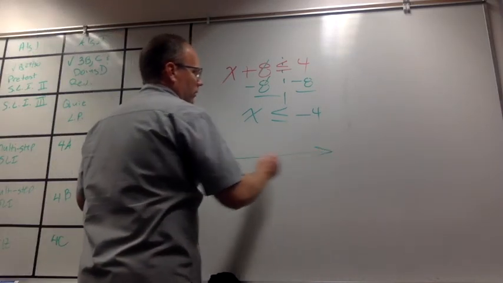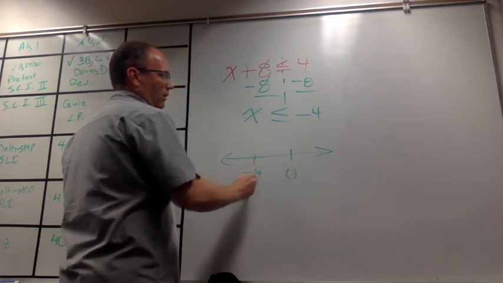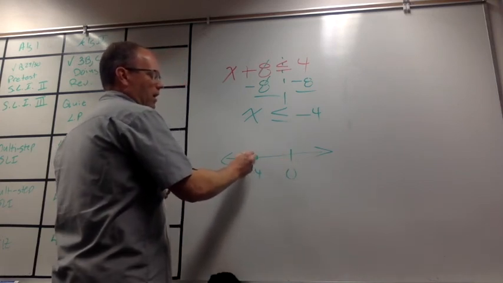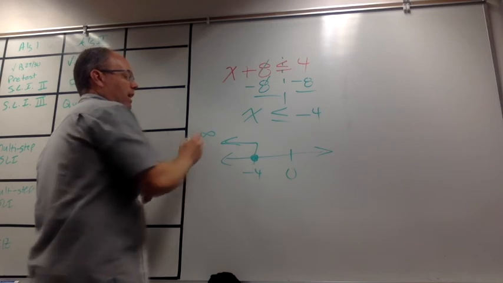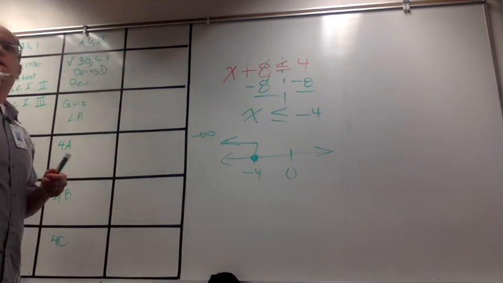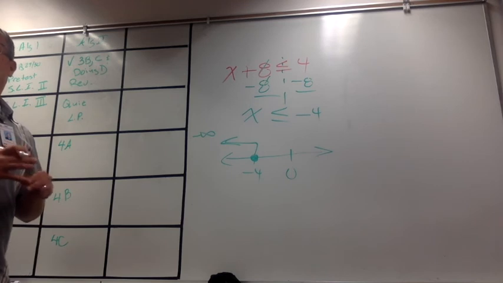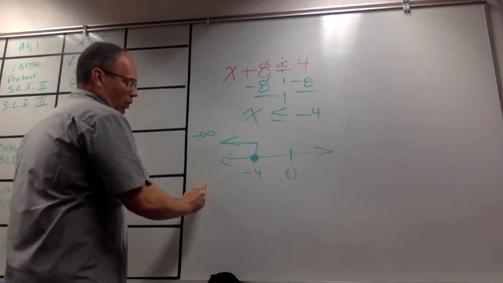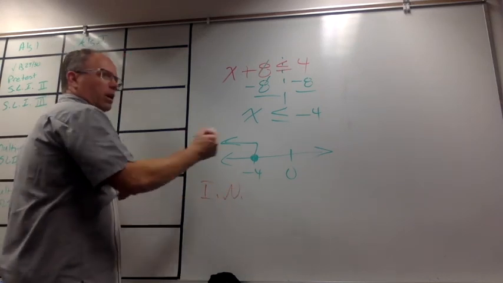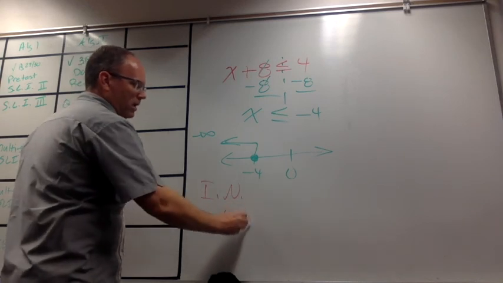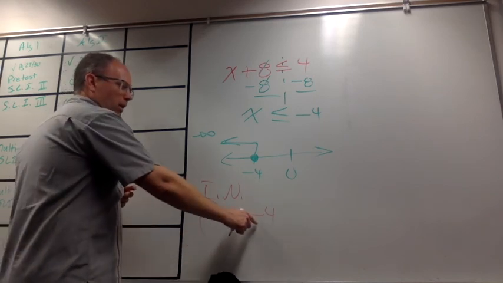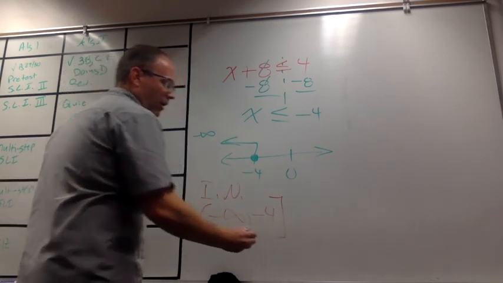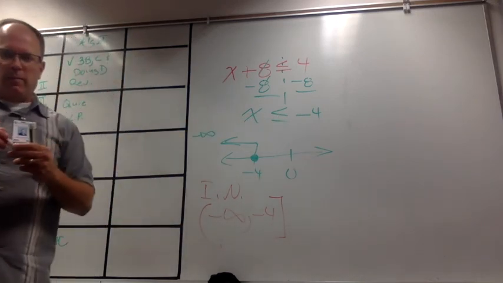On a number line, if I have 0 here and I have negative 4 on the left side, I'm going to have a solid dot. The reason it's solid is because it's equal to, and this is going this way, to negative infinity. So in interval notation, you're going to read from left to right. So you're going from negative infinity to negative 4. You can never get to negative infinity, so that's rounded. But I include negative 4, so I have a square bracket there. It's a square bracket because I have an equal sign.